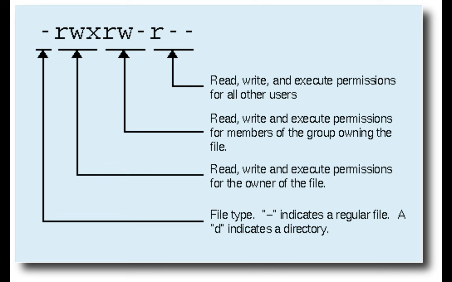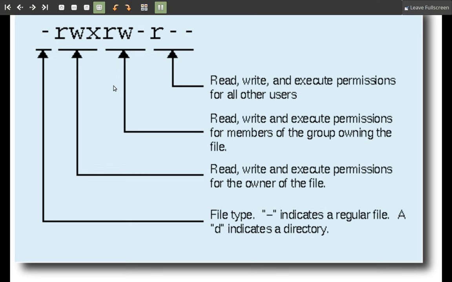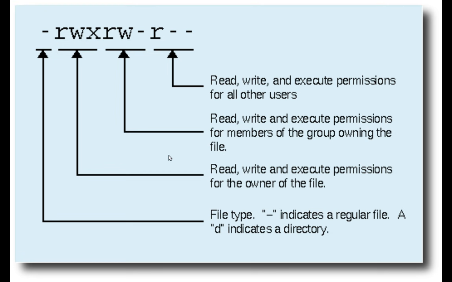Then we have the permissions of the file, and it's 3 groups of 3 right here. The first group of 3 represents the owner. That's you. You can read, write, and execute on this file. If you can read it, it's got an R. The W means that you can write to it, and execute means that you can execute.